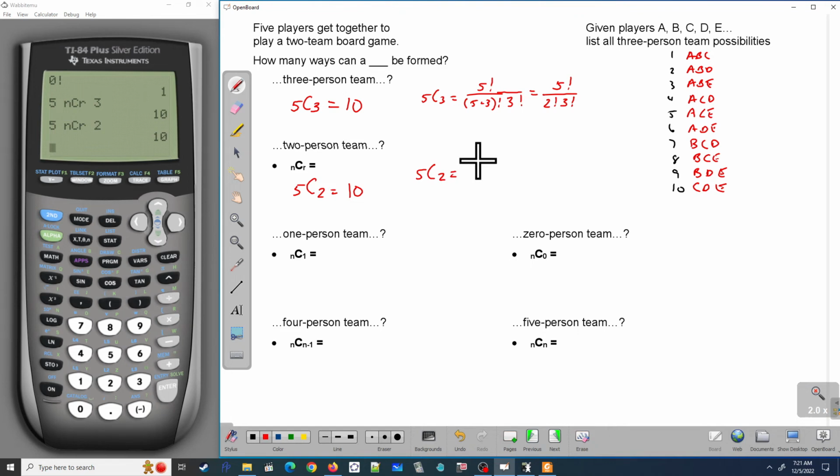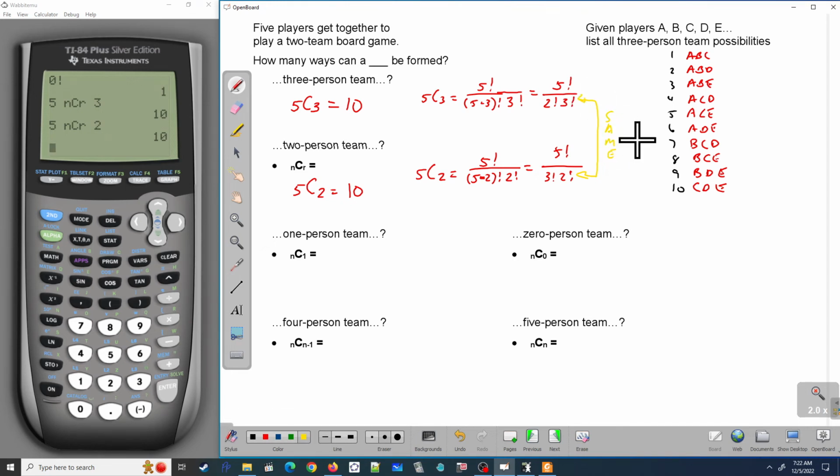If I was to do 5C2, I would have gone 5 factorial over 5 minus 2 factorial. But 5 minus 2 factorial is 3 factorial. And then I would have divided it by 2 factorial. So you will see that these denominators are the same.